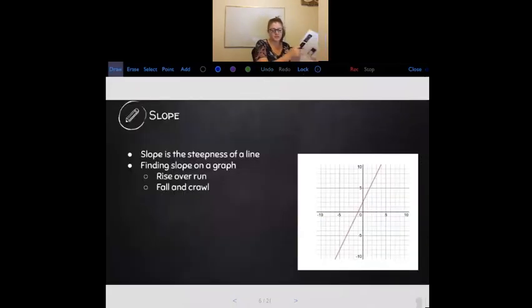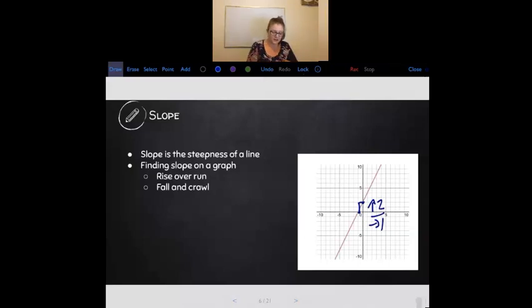Okay. Slope. Slope has to do with the steepness of a line, so how steep it is. You may have also heard of it as rise over run, or what I like to think of as fall and crawl. From one point to the next, it tells us how far up and over to go or how far down and over to get to the next point. So in this case, for the slope we would go up 2 over 1. So we would rise 2 and run 1. It's the vertical change between 2 points divided by the horizontal change between 2 points. Or another way you might have heard it is change in y divided by change in x, but we'll practice it.